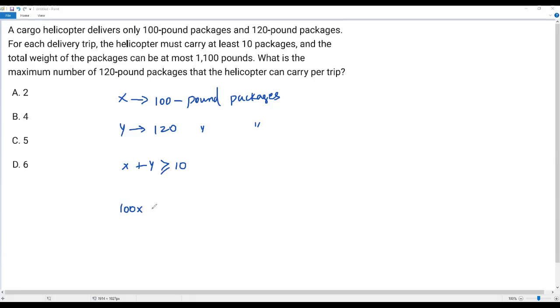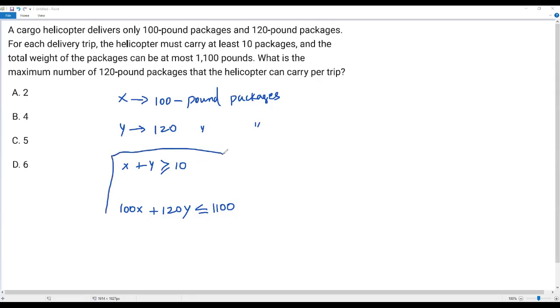Okay, now let's find the weight of Y number of 120-pound packages. For that, we have to multiply the weight of one package by the number of packages Y. Then I'm getting 120y. This is the weight of X number of 100-pound packages, and this is the weight of Y number of 120-pound packages. When I add them, I'm getting the total weight. So according to the second information, the total weight of the packages can be at most 1,100. At most means it can be equal to 1,100 or it has to be less than 1,100. So we can use the inequality less than or equal to.